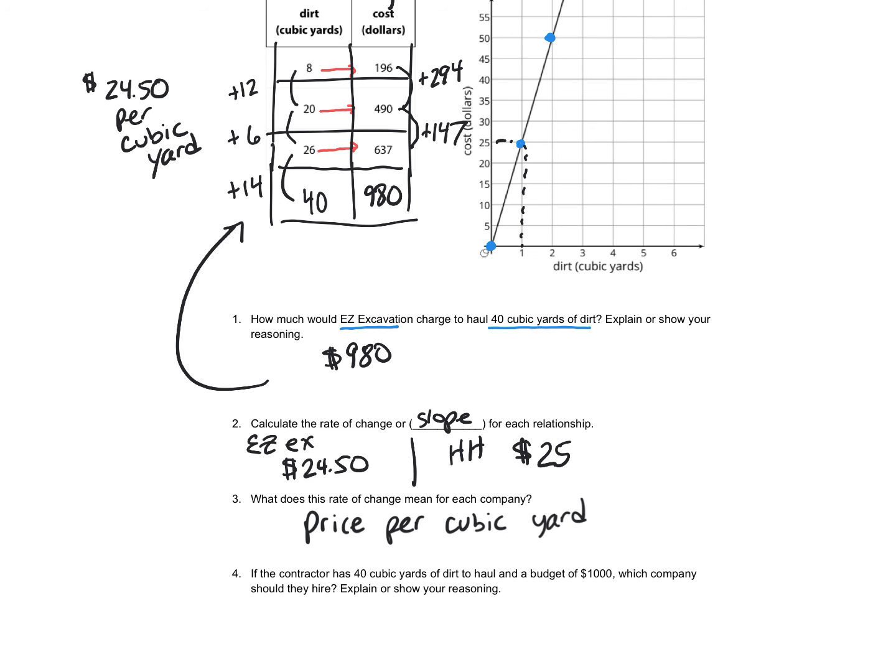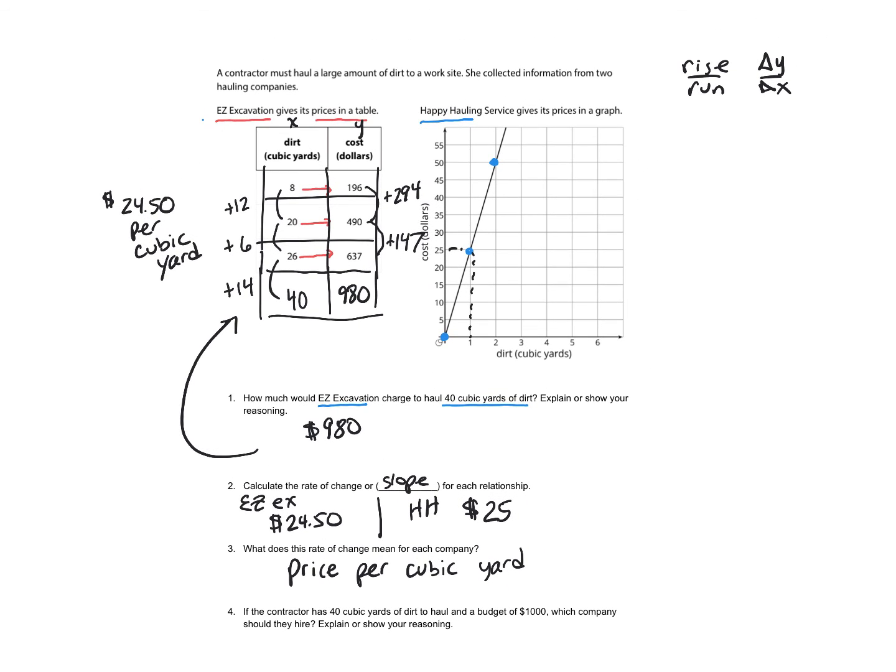And now it says if the contractor has 40 cubic yards of dirt to haul and a budget of $1,000, which company should they hire? Well, we now know that the first company charges $980. We don't know what the second company charges, but we do know that it's $25 a cubic yard. So I can quickly say 25 times 40, and that would give me 1,000.